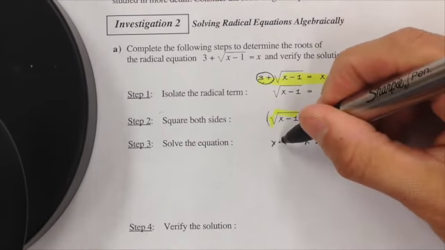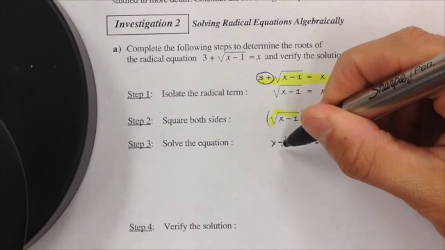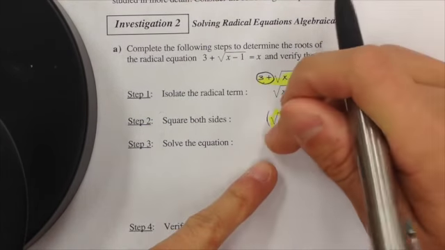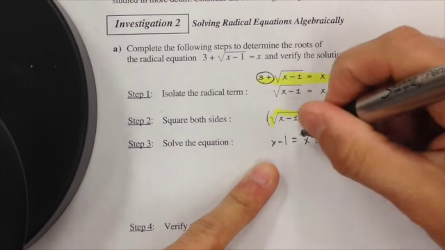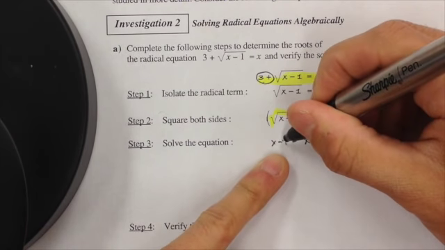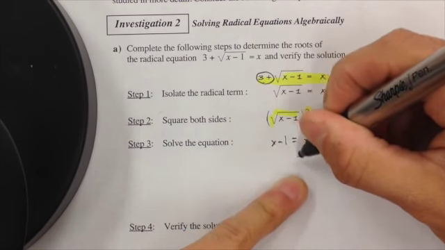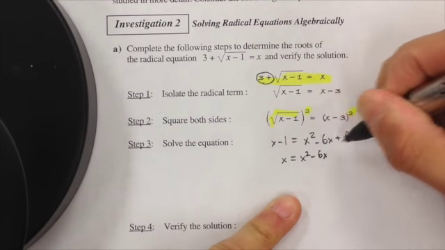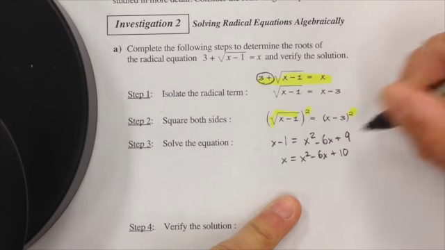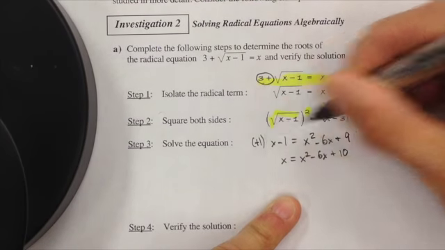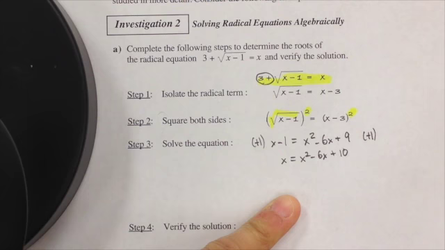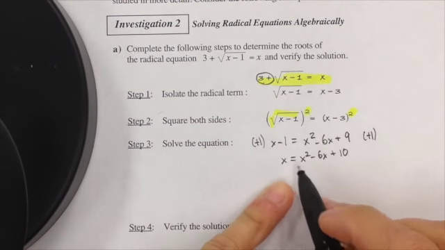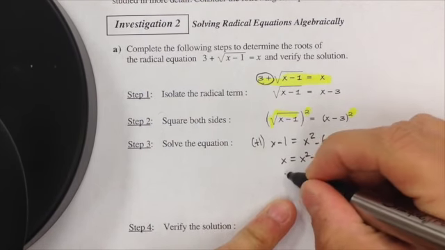Now what we need to do is bring all this to the other side and set it equal to 0. If I bring this negative 1 to the other side, I'll have to add 1 to both sides, which will give me x is equal to x squared minus 6x plus 10, since I'm adding 1 to both of these sides. The next thing I need to do is bring this x over here to set this equal to 0.